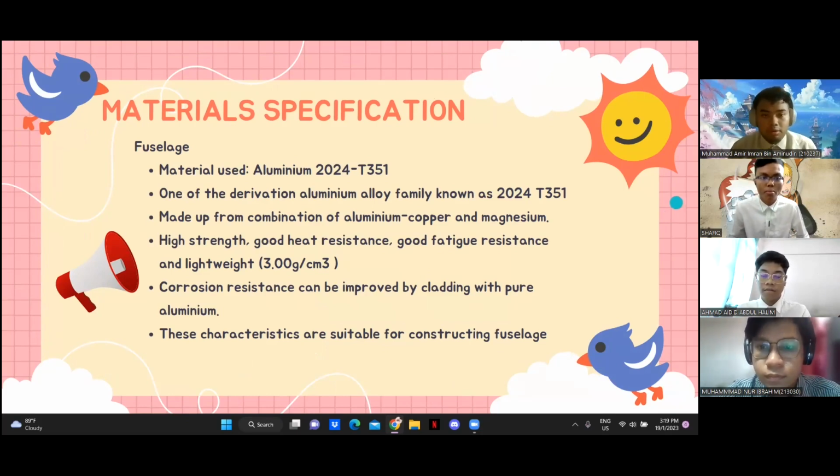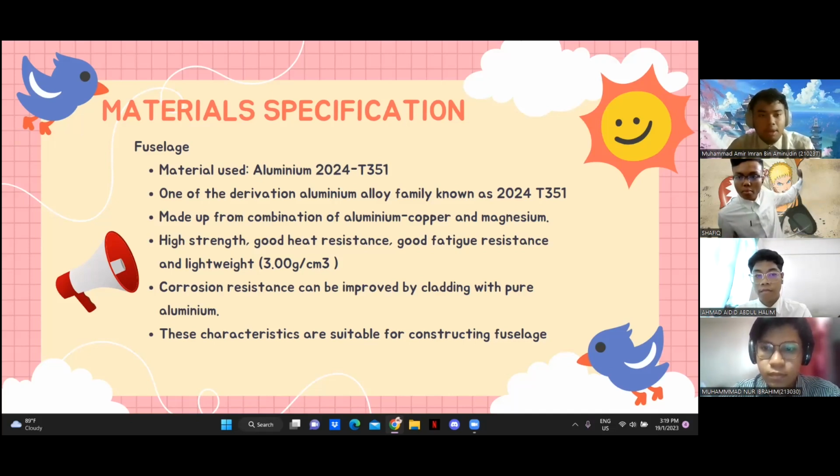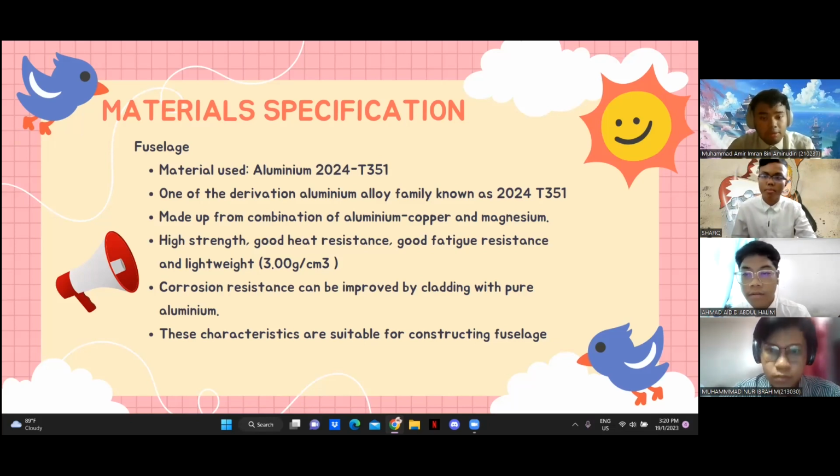First things first, it's all about the fuselage. The fuselage is made from aluminum 2024 T351, which is one of the derivations of the aluminum alloy family. It is made from a combination of aluminum, copper, and magnesium, with high strength, good heat resistance, good fatigue resistance, and light weight to provide longevity. It is also corrosion resistant, but this can be improved by cladding with pure aluminium. These characteristics are suitable for constructing the fuselage.